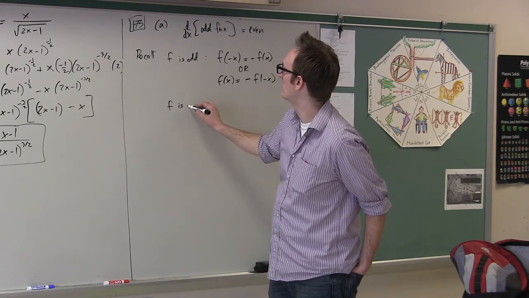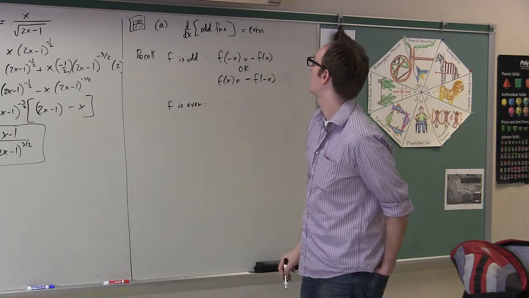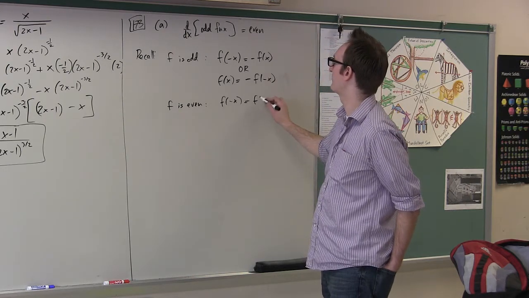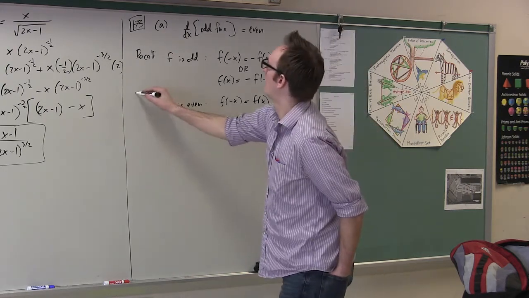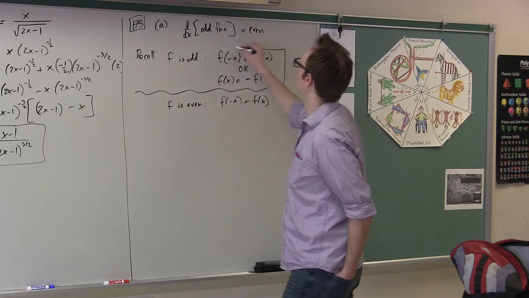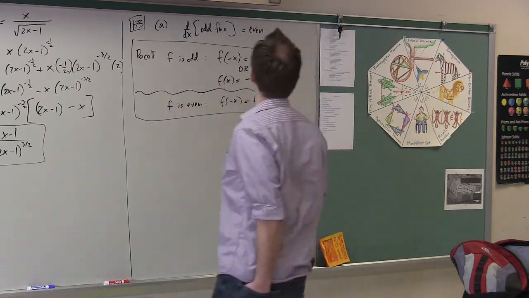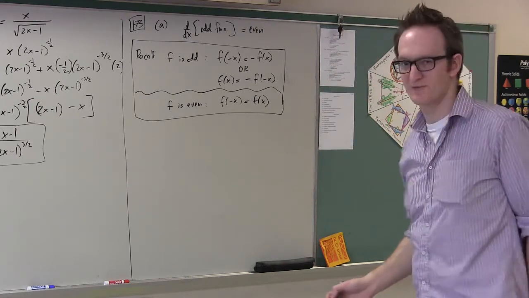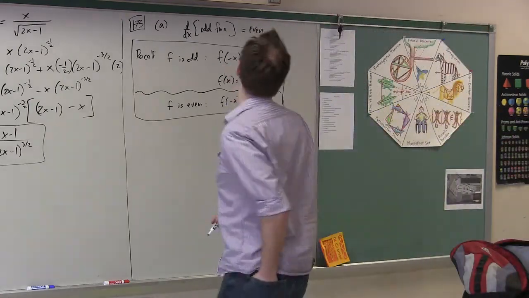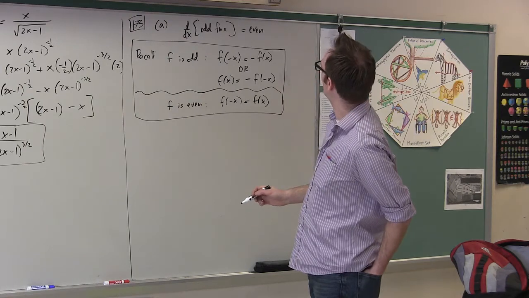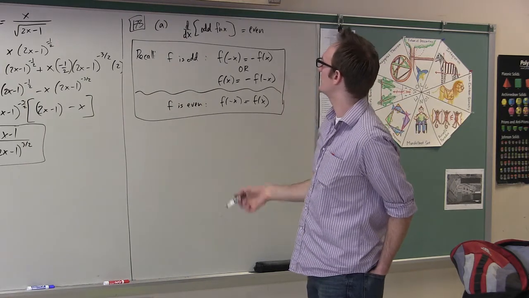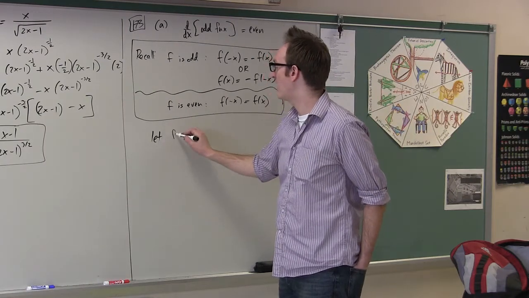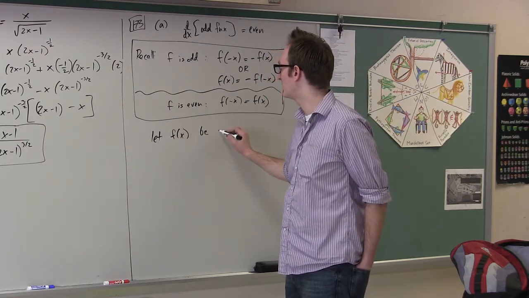What does it mean if f is even? If f is even, then f of negative x equals f of x. Okay, if we have these as definitions, I want to take the derivative of an odd function and show that it's even. I'm trying to remember, there's a cool way to do this. I think what I do is, let's start with an arbitrary odd function. So let f of x be odd.